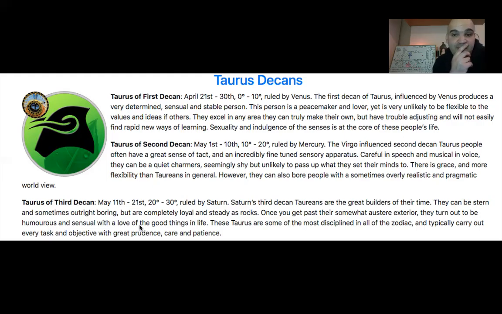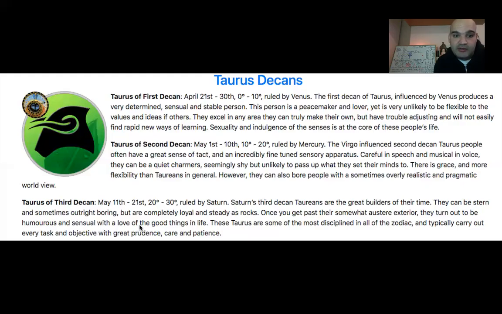However, they can also bore people with being sometimes overly realistic and pragmatic. And I was laughing because my moon is in the second decan of Taurus. That's why I was laughing. And it was talking about speech and music, which is something I love to do. I love talking. And I also do music in my spare time. I write music and rap. So that definitely, I can correlate with that, and the energy of Mercury being in the second decan of Taurus.